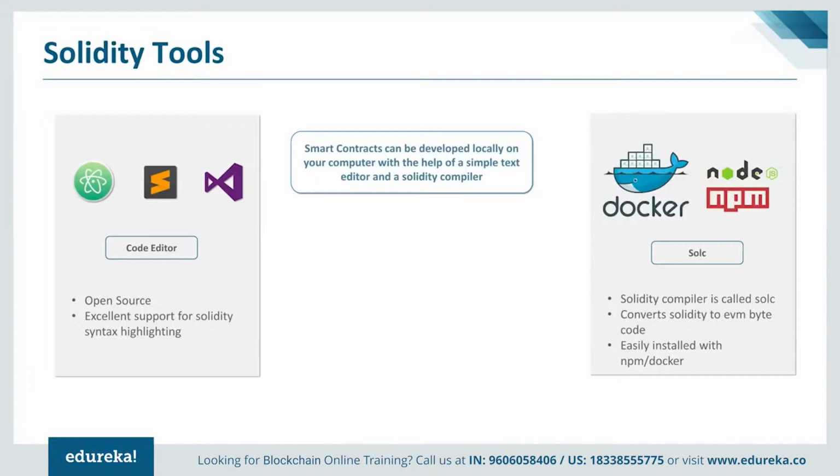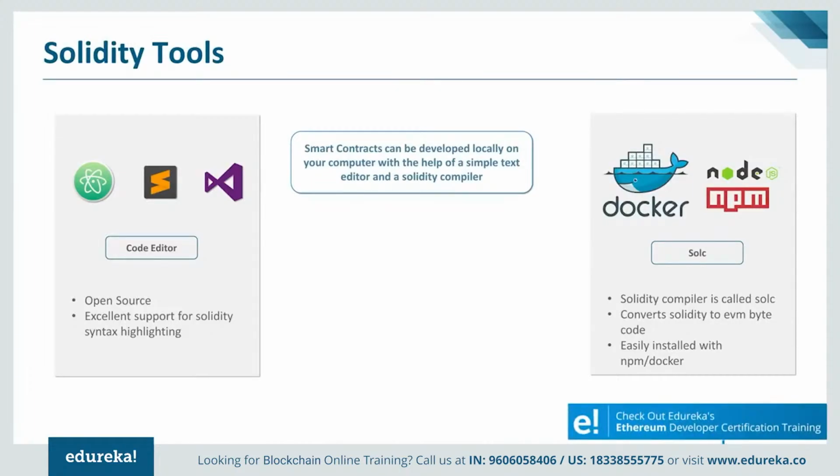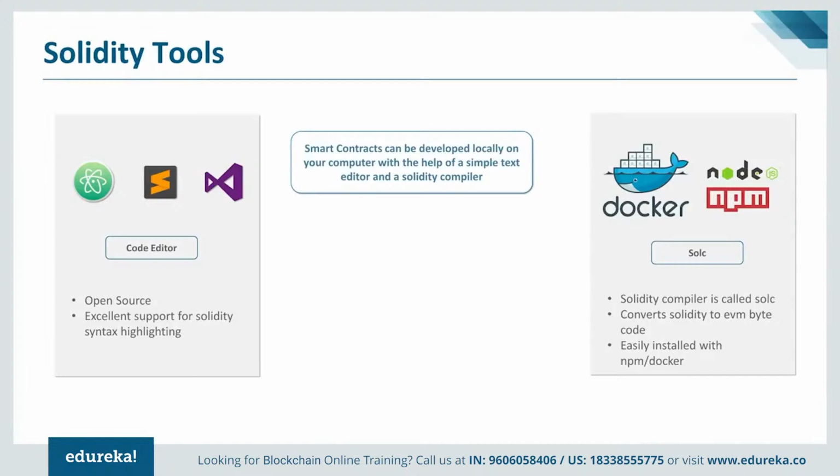So as with every language out there, you always need a text editor. Text editors like Atom, Sublime Text, and Visual Studio Code are excellent for Solidity as they have excellent support for Solidity syntax highlighting and source code editing. Above that, to actually compile your code locally, you need the SOLC compiler. This compiler can be easily installed with the use of Docker or the Node.js package manager known as NPM. So code editor and compiler go hand in hand and you're ready to go.